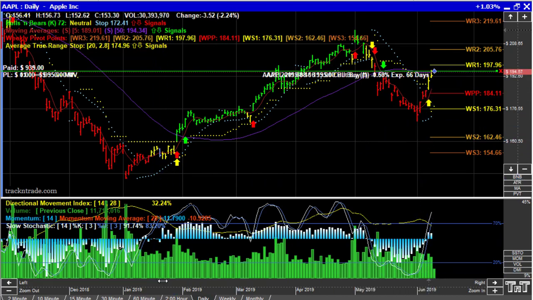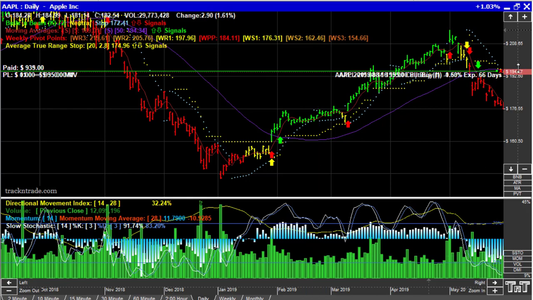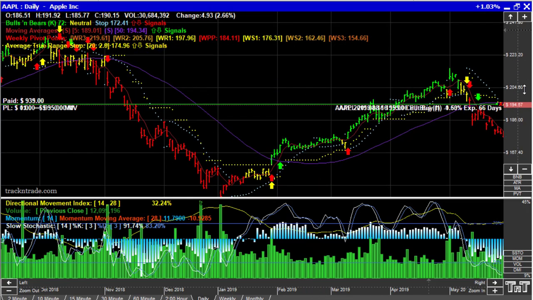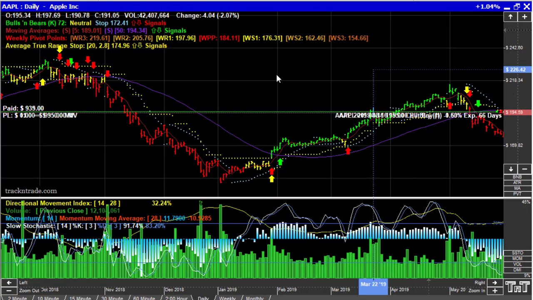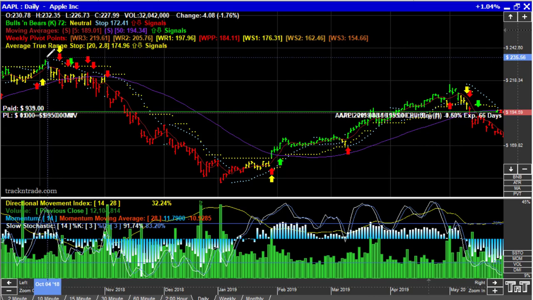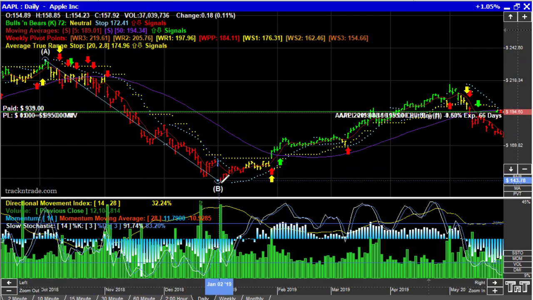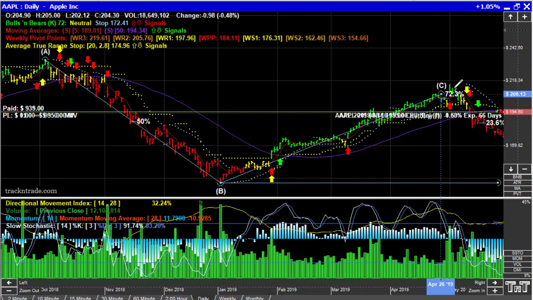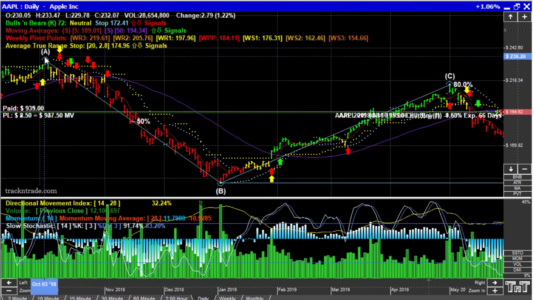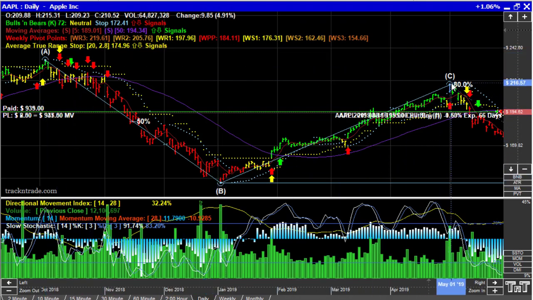So the first thing I want to do is go back in time a little bit, and I just want to do a Fibonacci projection in here. This market has been rolling very nicely through a nice level trend. And as you can see, this market went down from the A point to the B point, rallied back up to the C point.